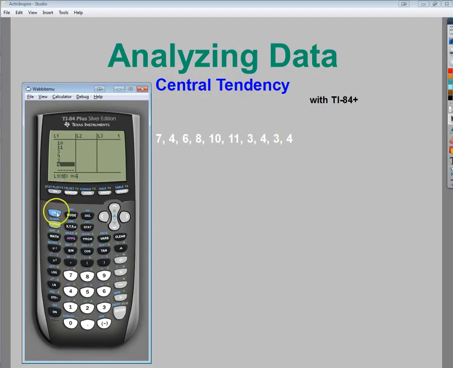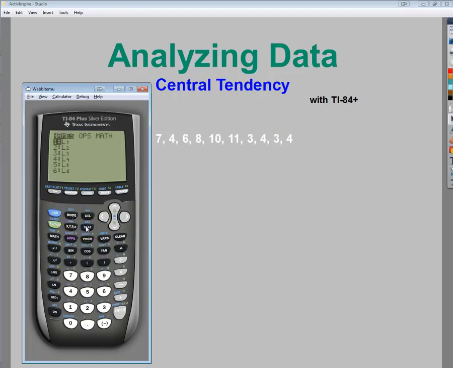typed it in, I need to quit out of the edit menu, so I'm just going to hit second and quit to get back to the main screen. From here, I'm going to do some math with the data that I've put in the list. So hit stat again. Sorry, I'm going to do specific things, so I need to hit second list.